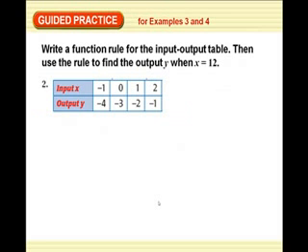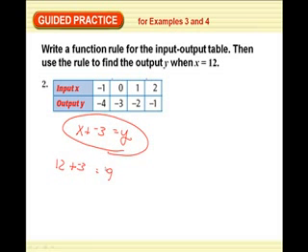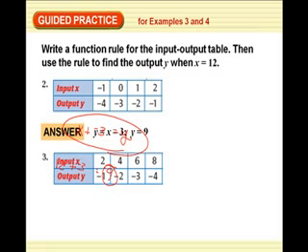Okay, so our guided practice: write a function rule for the input-output table, then use the rule to find the output. 0 plus -3, you know what? I got it right away. x plus -3 equals y. We'll check it. -1 plus -3 is -4. 0 plus -3 is -3. 1 plus -3 is -2. 2 plus -3 is -1. So we got it. So then we put in a 12: 12 plus -3 is 9. So there's my rule, and there's my output when I put 12 in for my input. There we go. Good stuff.